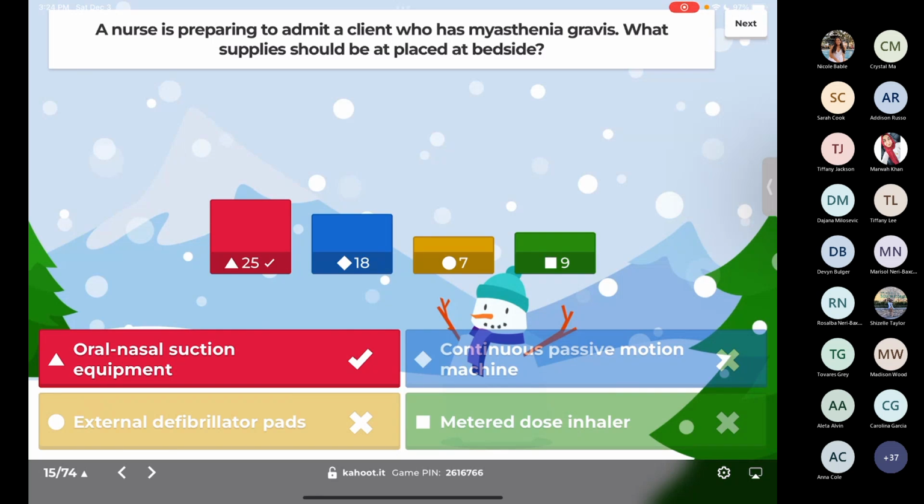Good job, guys. So remember with our myasthenia gravis, they can sometimes have some dysphagia, especially in their myasthenic crisis. So always making sure that at the bedside we have suction. It's going to be really important because remember they're at risk for aspiration, and what can come from aspiration, that puts them at increased risk for aspiration pneumonia.